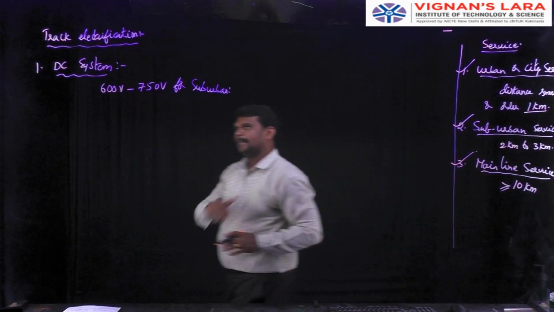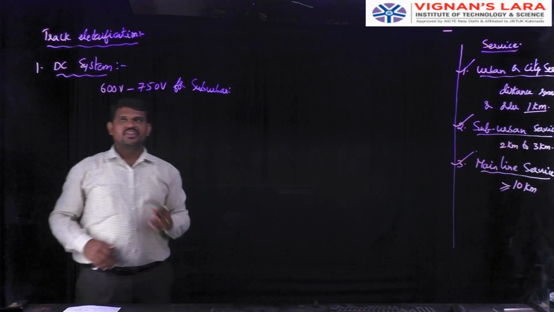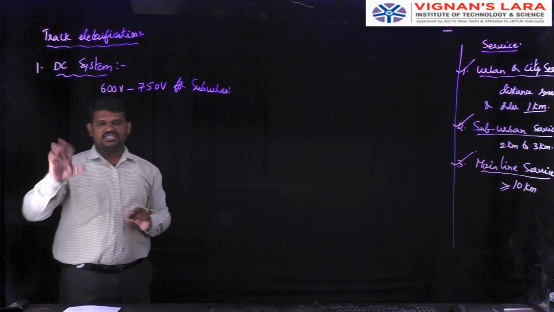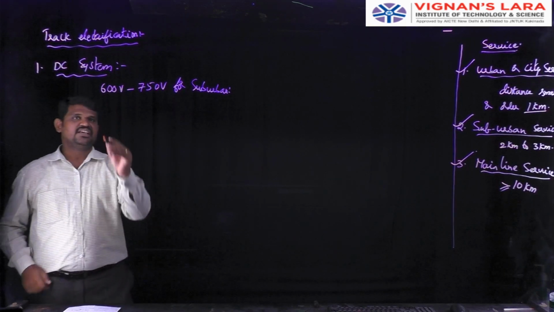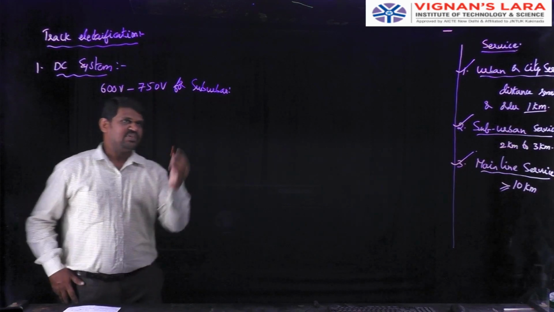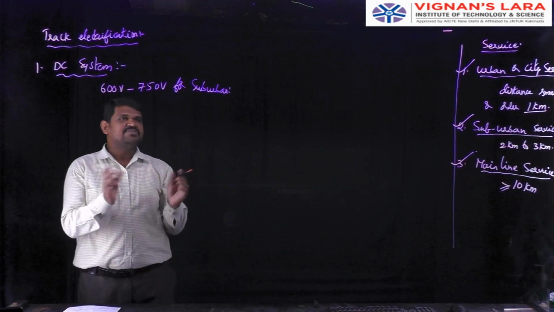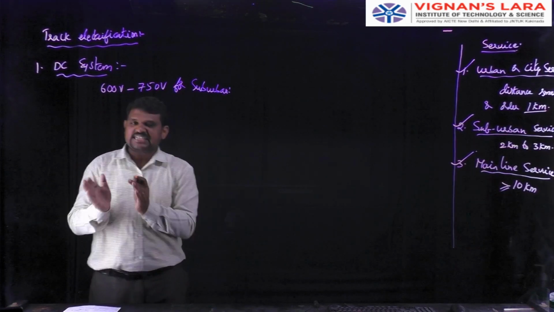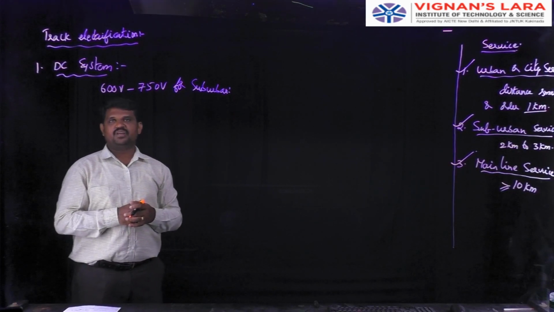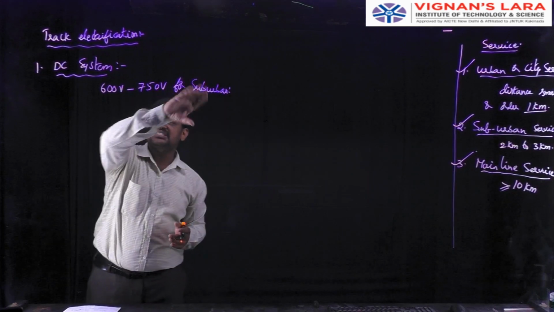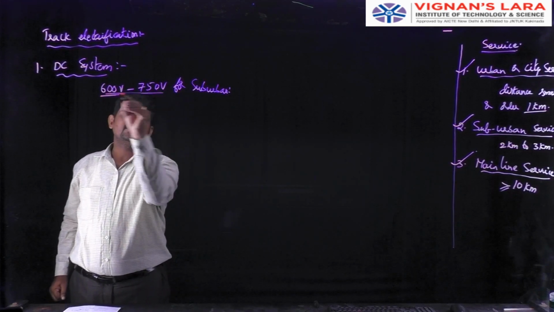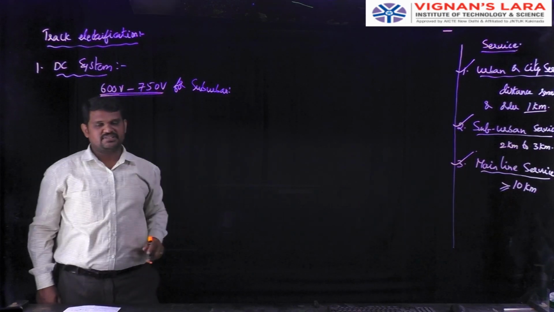Now see here, in the DC system, the voltage level for the traction system is 600 volts to 750 volts DC for suburban service. The suburban service means the distance between the two stops is less than 10 kilometers and greater than 1 kilometer.